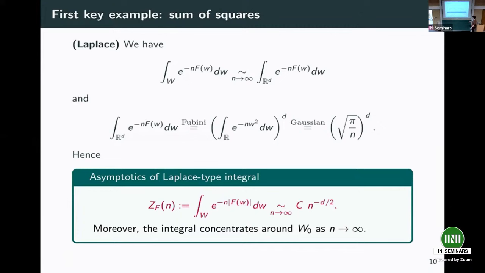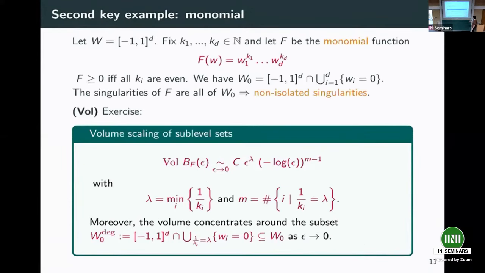In this case, it's not so difficult. So let's look at a slightly more complicated example, the case of a monomial function. Let's fix some domain which contains zero; it's not that important what it is, but let's take minus one, one to the d. We fix some integer exponents, and f is just the monomial function, the product of powers of the coordinates. In that case, it's not necessarily non-negative, but f is non-negative if and only if the exponents are even. The set of zeros is the intersection of this domain with the coordinate hyperplanes, and the singularities of f are, in that case, all of W0. So we really have non-isolated singularities, which is quite a different situation from the previous one.